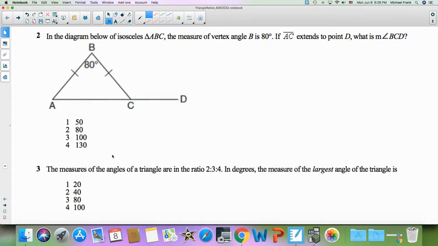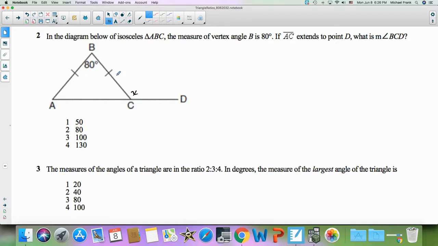All right, number 2. In the diagram below, isosceles triangle ABC, the measure of the vertex angle B is 80 degrees, and AC extends to point D. What is the measure of angle BCD? That's the angle that we're looking for right there.